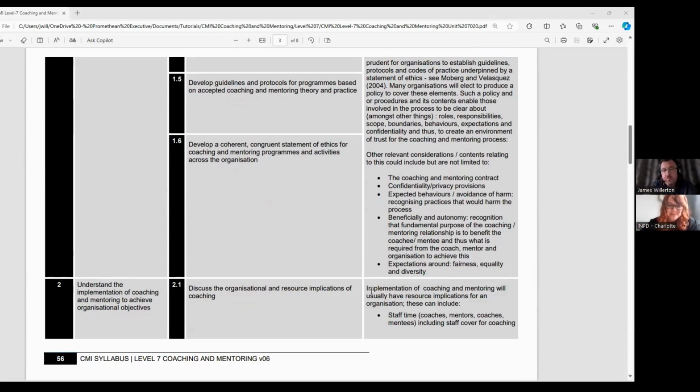Now, 1.5 and 1.6 are around the guidelines, the protocols, and a statement of ethics around coaching and mentoring programs around the organization. So a good place to start here is the many different examples of this. There are public sector examples of this that are readily available you can find. We can look at the EMCC as well and their guidelines and protocols and ethical statements.